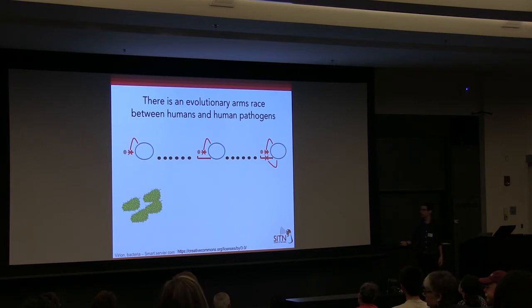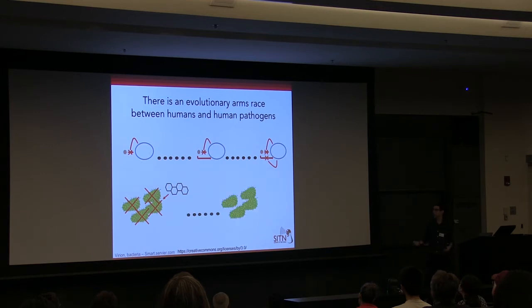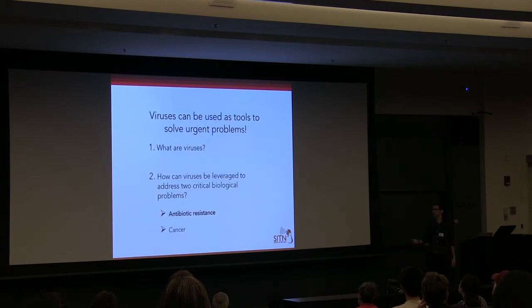Now, let's imagine we have bacteria and we can treat them with some antibiotic that will kill them. Over time, bacteria that can resist the antibiotics in some way will be the ones that will copy themselves. And soon, bacteria are resistant to these antibiotics. So this is a concept called antibiotic resistance. And that's the first problem that I will speak of that we can address with viruses.